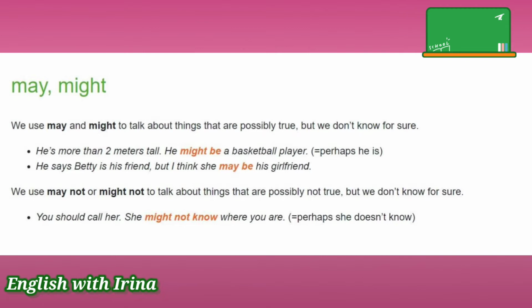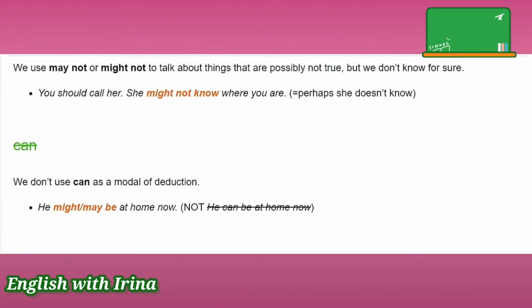Perhaps she doesn't know. We don't use can as a modal of deduction. We say he might be at home now or he may be at home now, but not he can be at home now.